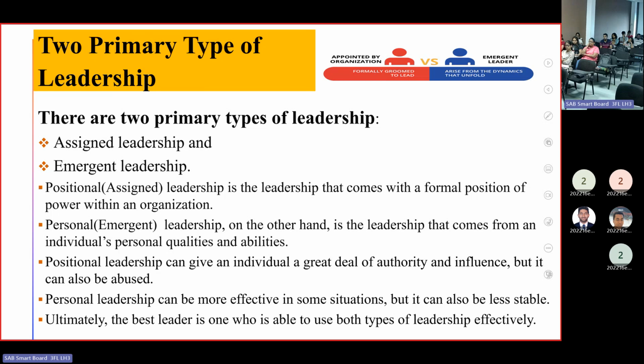Ultimately, the best leader is able to use both types of leadership. As an effective leader, you should not always worry about the appointment, but see the situation and adapt yourself to suit things and make people feel comfortable. Even though you are a position leader, sometimes you have to adjust yourself to suit the situation, otherwise you are not the performer. So that will lead to the next level of leadership.